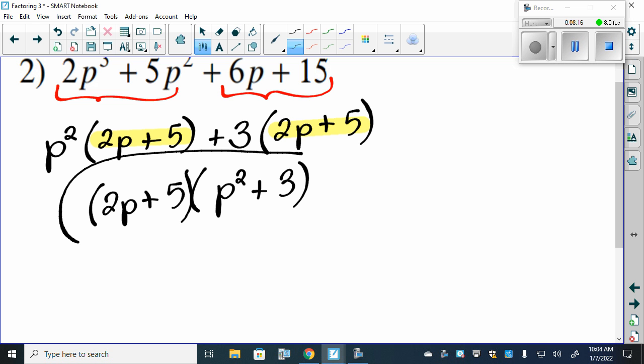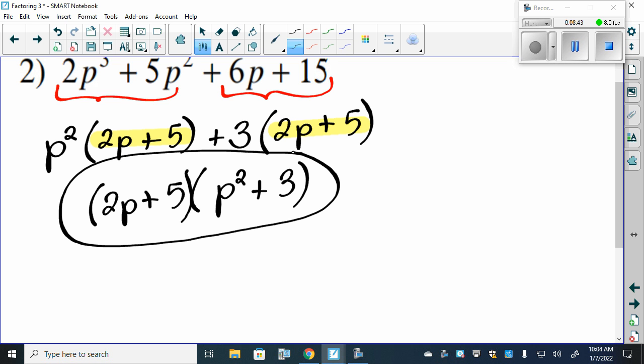Now we need to make sure that neither one of these will factor further. I didn't mention this yesterday or the days before, but whenever we look at this here, we're looking at the degree of each one of those. There's really one way that we can check. The 2p plus 5, well, the degree is 1. So it is as simplified as it can get, because if the degree is 1, we're good.